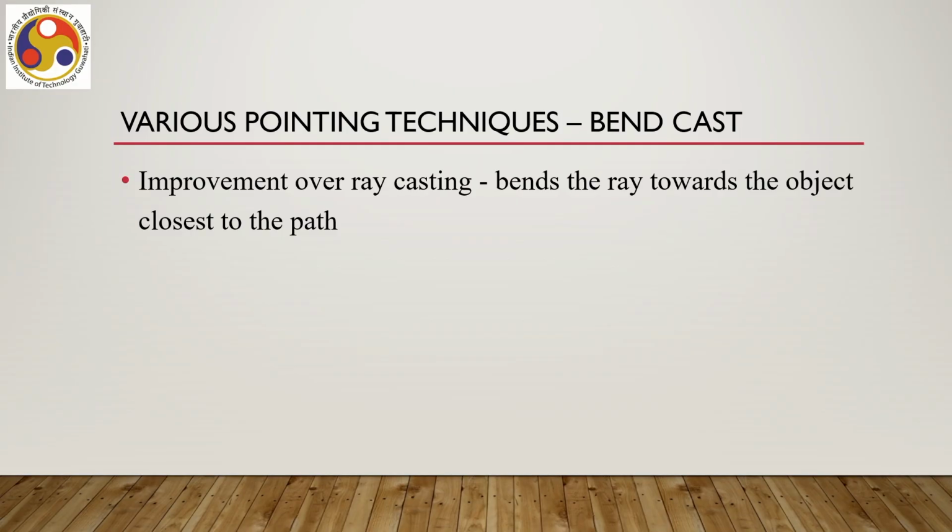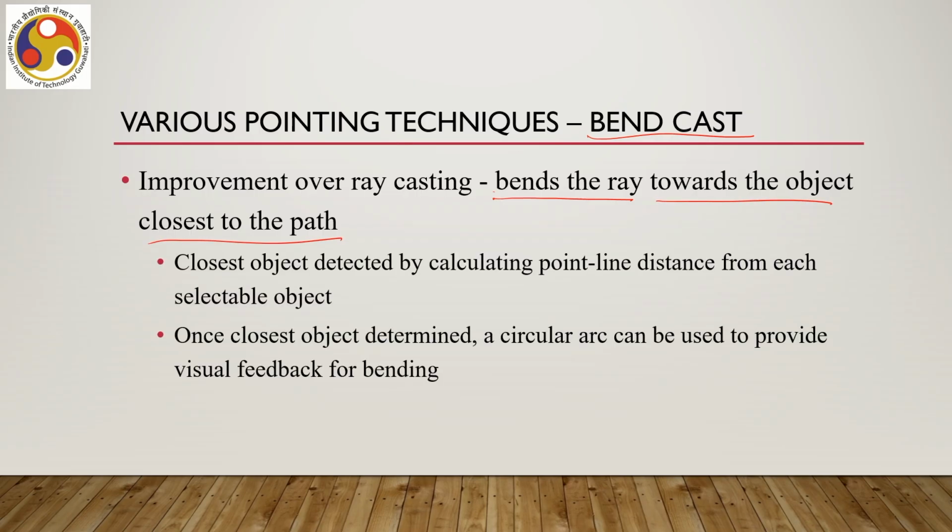Now, to alleviate that problem, there are improvements done to the basic ray casting method. One such improvement is bend cast. In this technique, the system bends the ray towards the object closest to the path. The closest object is detected by calculating point line distance from each selectable object.